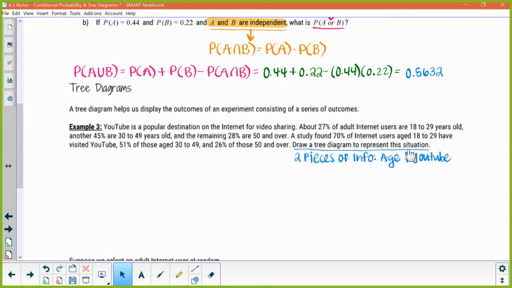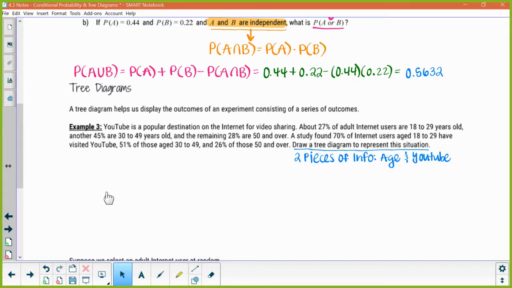So we have two pieces of information: age group, and whether or not they have visited YouTube. The hardest thing I think students have with this is deciding what comes first. Generally you want to look at the overall separation of your groups. It's not going to be 80% of the population visits YouTube, 20% does not. We first divided everyone into age groups, so that's what I'm going to do in my tree diagram.